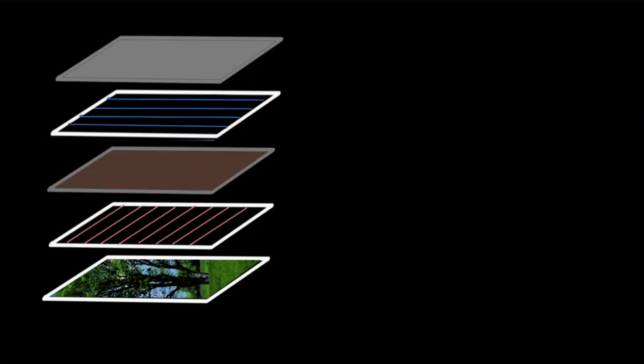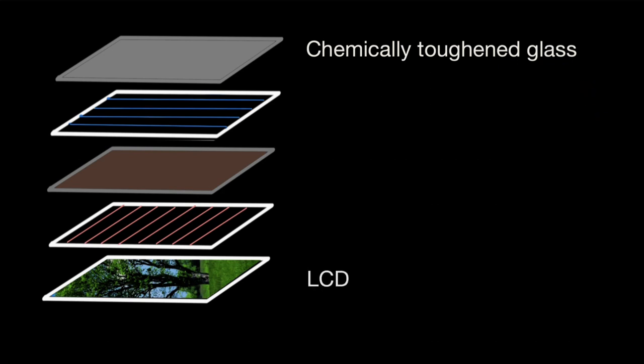It turns out that a touchscreen display is comprised of many layers. At the very top, we have the protective glass, which is chemically toughened. Smartphone glasses are over 5 times stronger than normal glass, and that's why the screen doesn't crack easily when you mistakenly drop it. We have the LCD screen at the bottom that produces the images that you see.